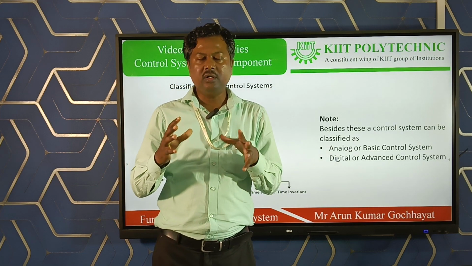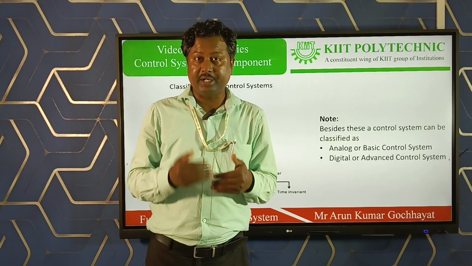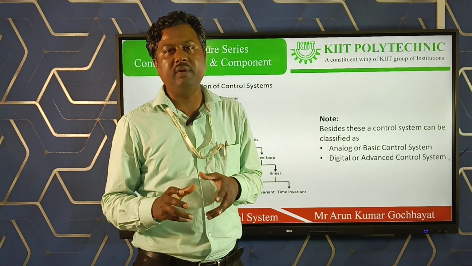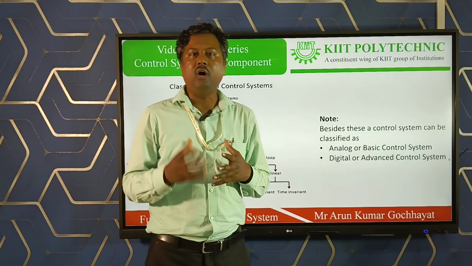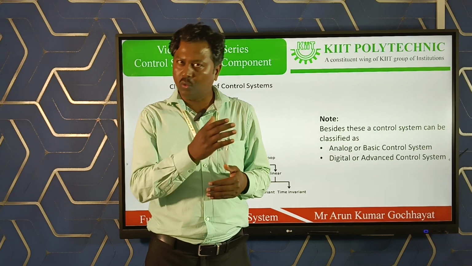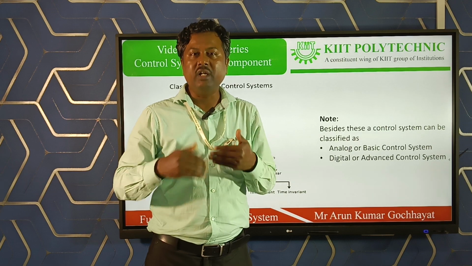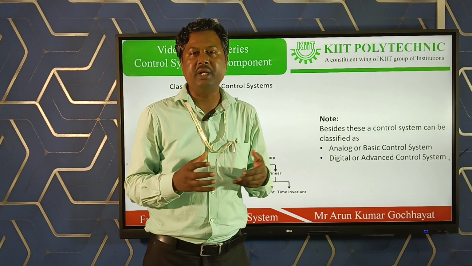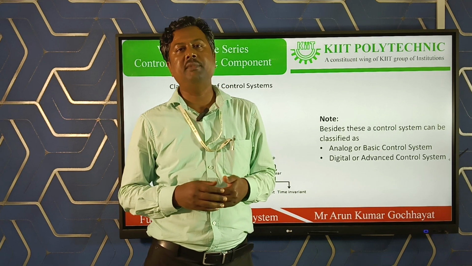Now, if the process is controlled by an operator, that means any human being, in a physical or manual way, that kind of control system is called a manual control system, where an operator, a human being, needs to be vigilant all the time, from the start to the end. So whenever it requires, the person has to adopt certain means to control, to change or to regulate the process. That happens in a manual control system.